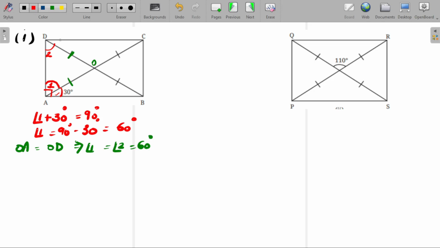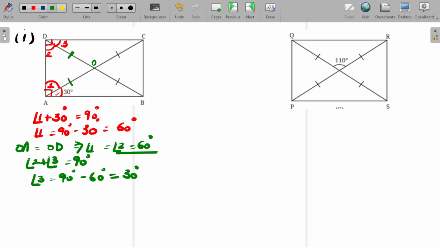Now moving to the next angle, that is angle number 3. Now this is quite obvious. If one part is known to you, then the other part can be easily known because this whole angle is 90°, right? So angle 2 plus angle 3 is 90°. So angle 3 will be 90° minus 60°, because angle 2 is 60°. So angle 3 will be 30°. So this is angle 3.